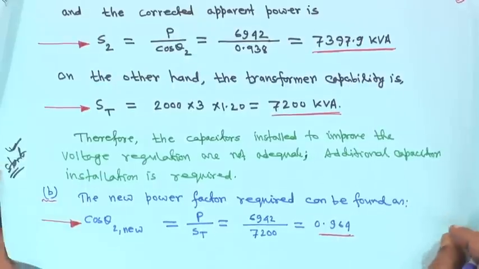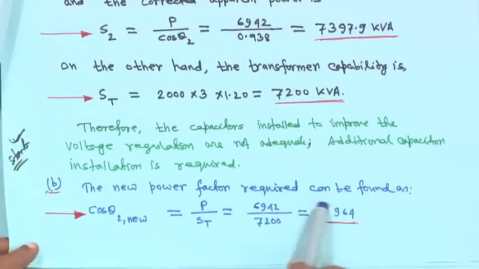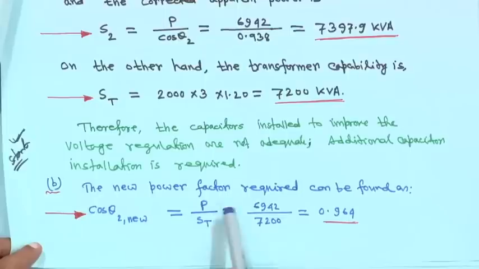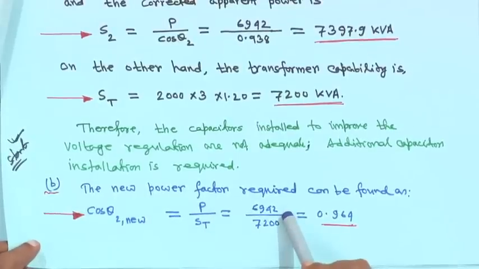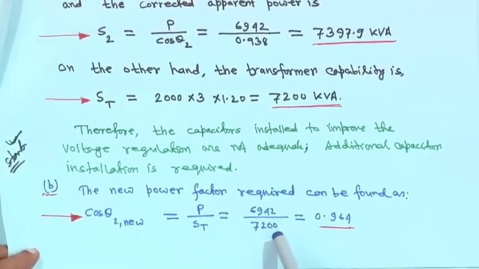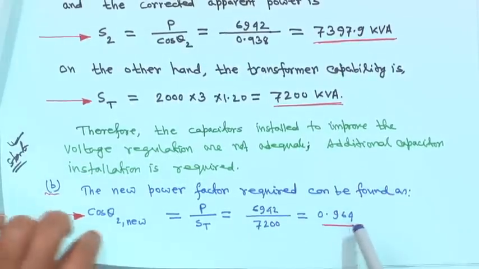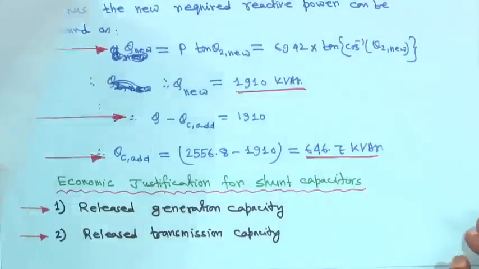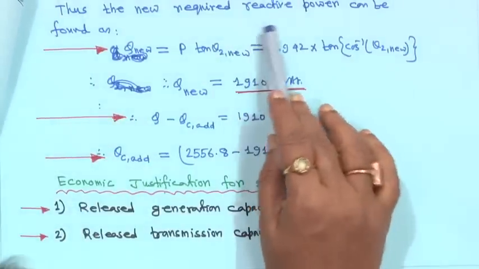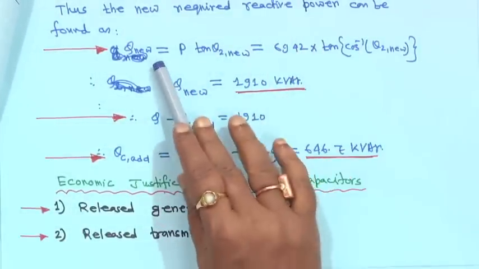Now, in the second case, the new power factor required can be found as cos theta 2 new is equal to P upon S_T. P we know is 6942 kilowatt and S_T is 7200 kVA. Therefore, it is 0.964, right. So, that is the new power factor.